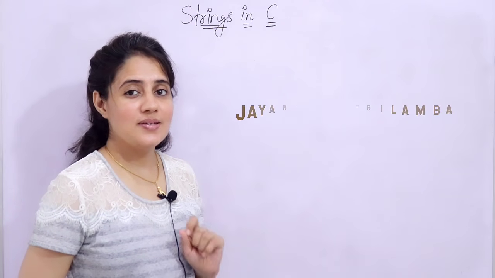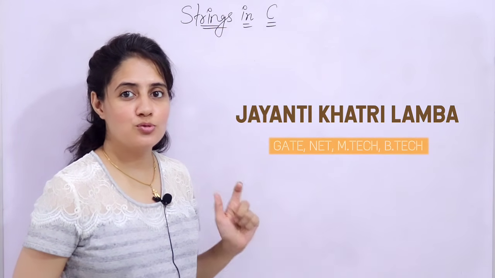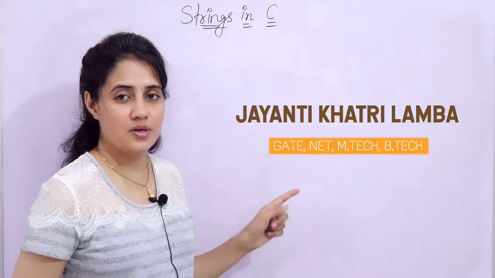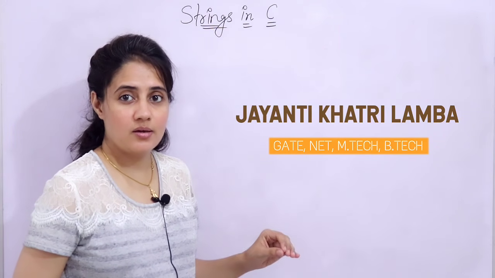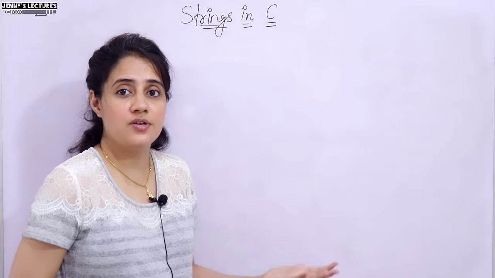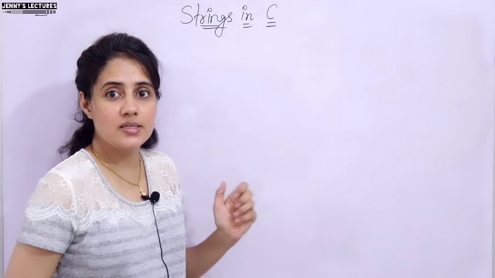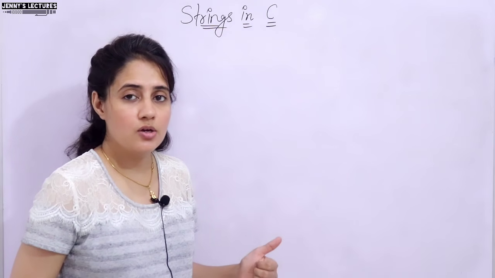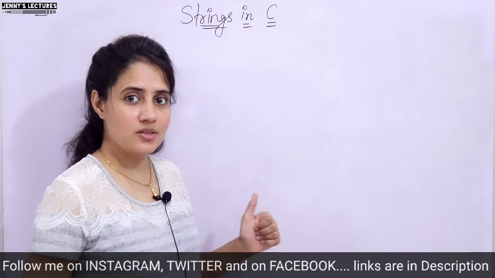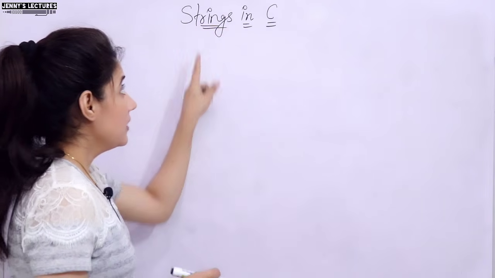So in this series of learning programming in C, from this video I am going to start strings in C. In this video we will talk about basics of strings, like what is string and how the string is different from character array, how to declare a string, how to initialize a string, different methods of initializing strings with some example that we will discuss in this video. So now, what is string?